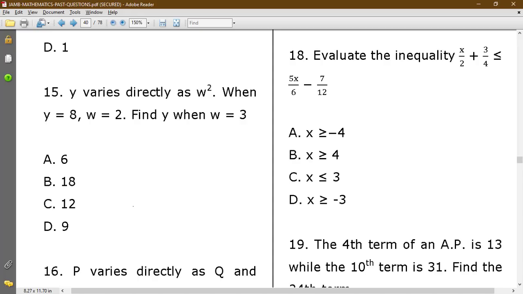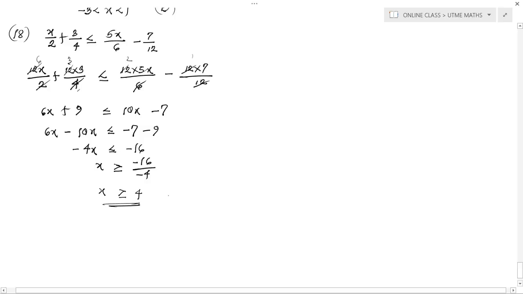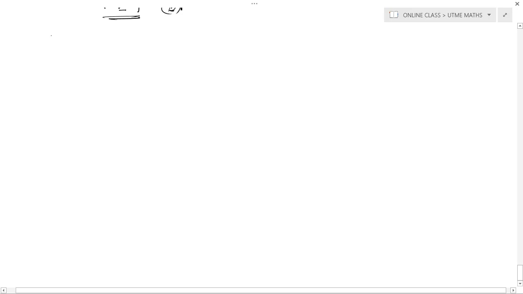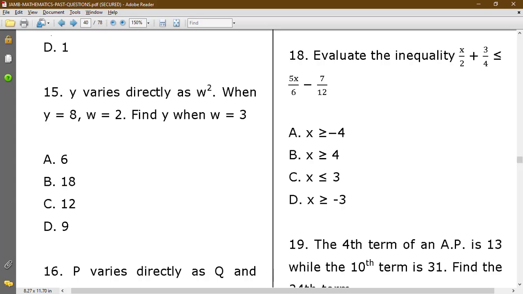Let's check it. Number 18: x is greater than or equal to 4. That is B as the final answer. We have B here. Now the next thing is number 19.